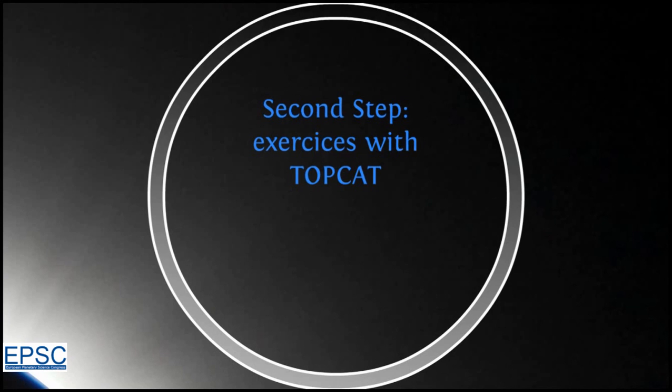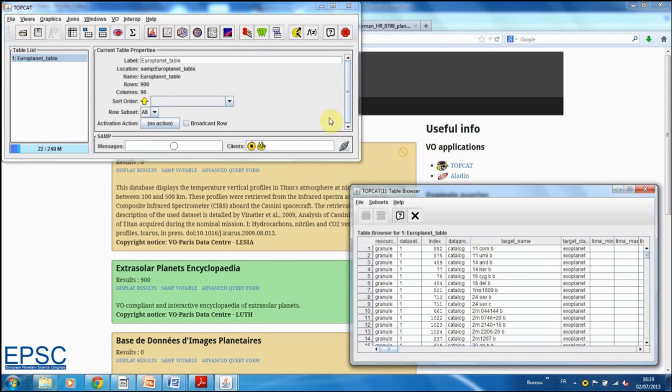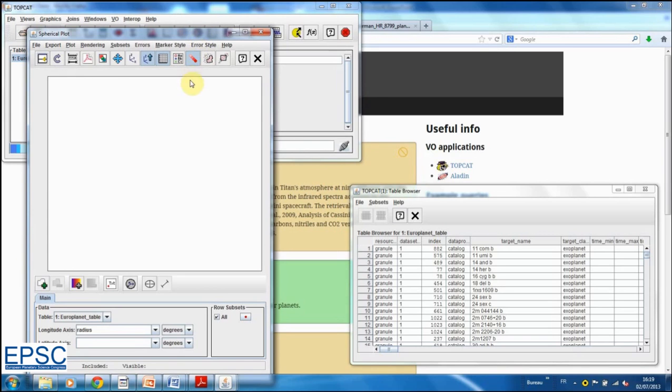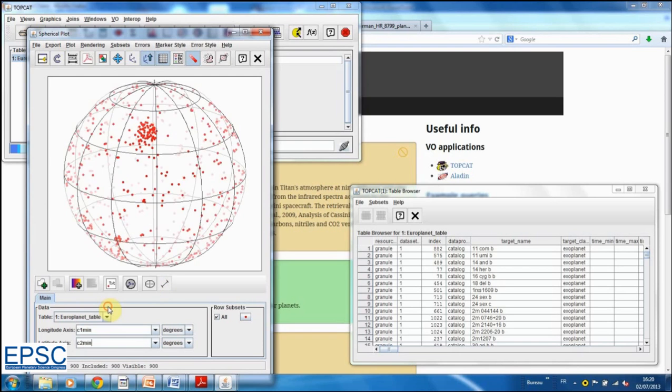Firstly, we will investigate exoplanets' spatial distribution, displaying the entire exoplanet catalogue on the celestial sphere. To do so, exoplanets' coordinates have to be indicated to TopCat. In Europlanet protocol, coordinates are noted C1 and C2, so we ask TopCat to display on the sky C1 and C2. All the known exoplanets appear automatically on the celestial sphere.